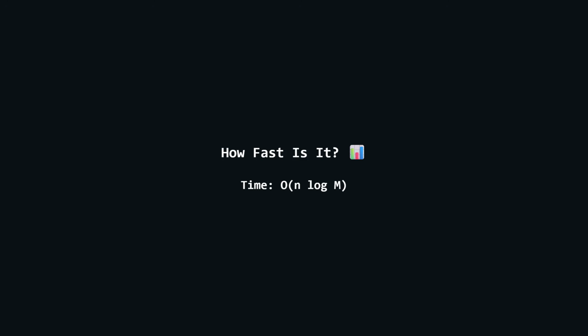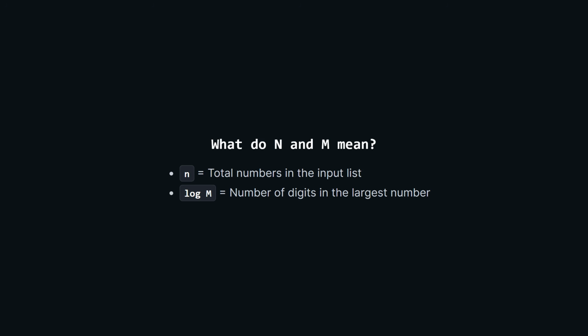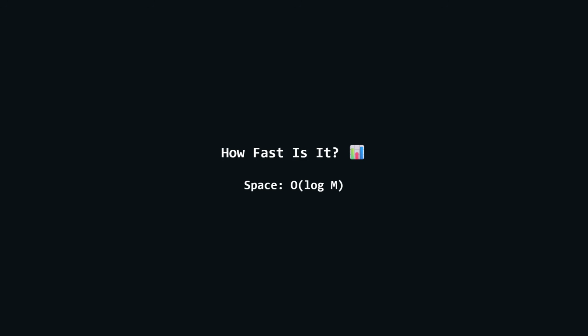Perfect. So how fast is this? The time complexity is O(n log m). In this case, n is the total amount of numbers in our starting list, and log m roughly represents the number of digits inside the absolute largest number we have to process. The space complexity is O(log m), because we need a little bit of extra memory to hold that temporary list of digits for whichever number happens to be the longest.